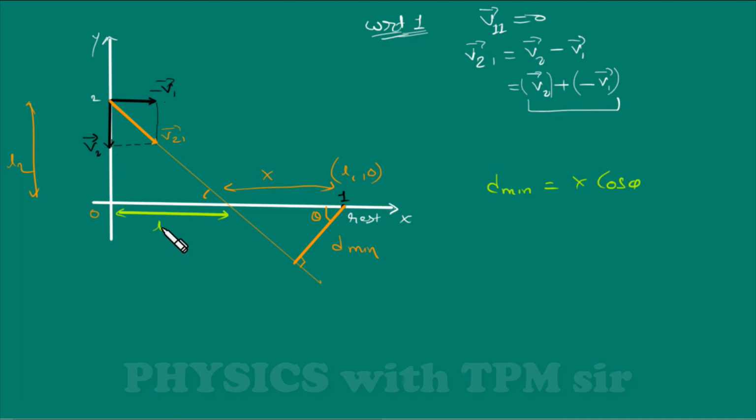So if this is theta, then this is 90 minus theta, and this is also 90 minus theta, and if this is 90 minus theta, then this will be theta, obviously, that is right angle triangle. So we can see tan theta. If we see this triangle, tan theta will be equal to L upon L2.